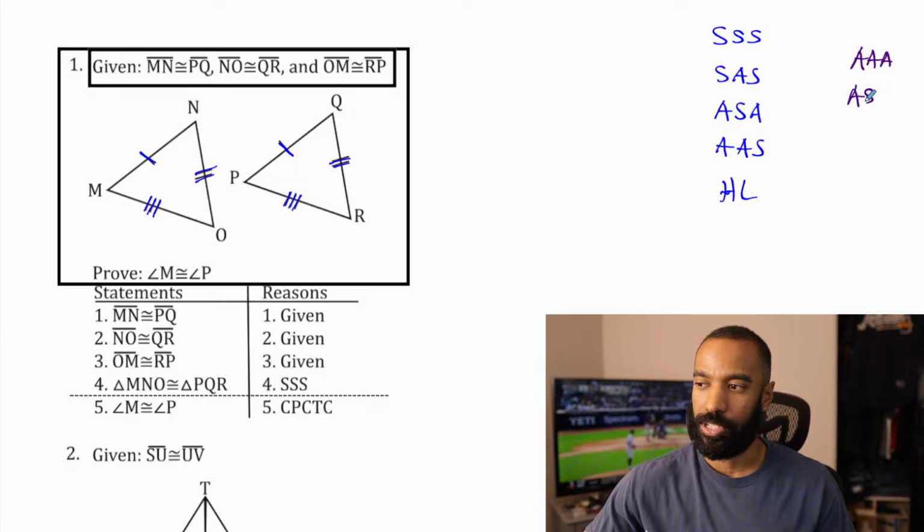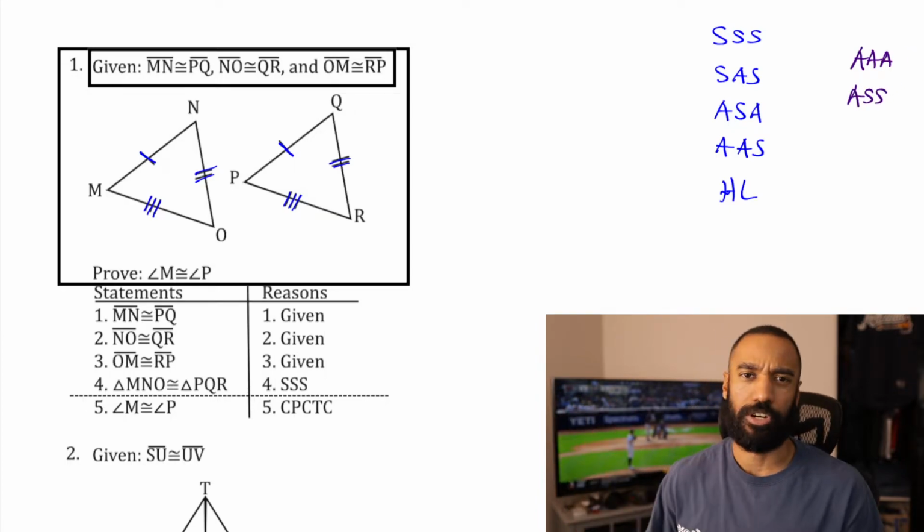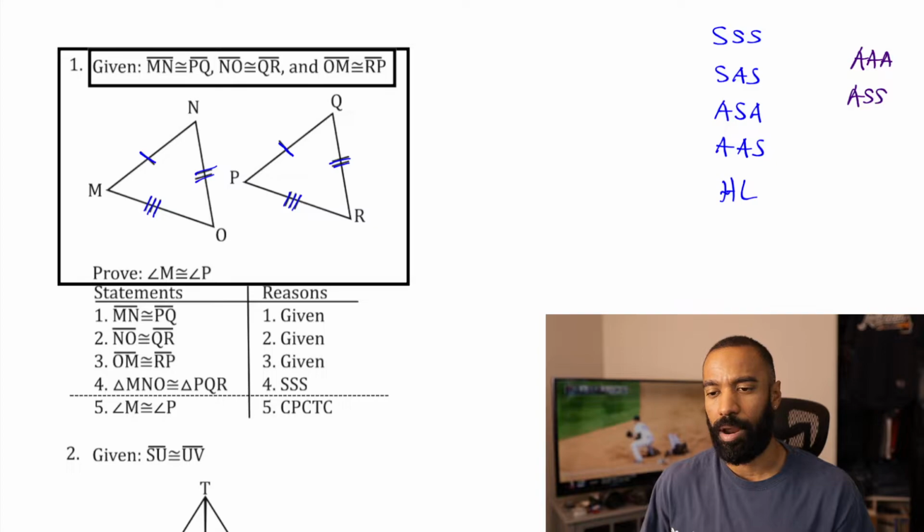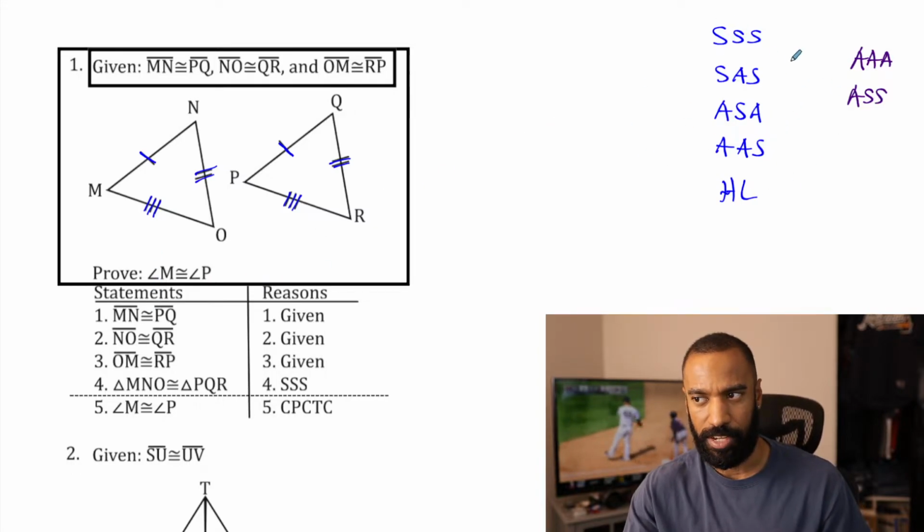And notice that angle, side, side is not on here. Now, I have some lecture videos that cover all this stuff right here, but probably not in the two-column proof format. So I'm not going to dive deep into this.